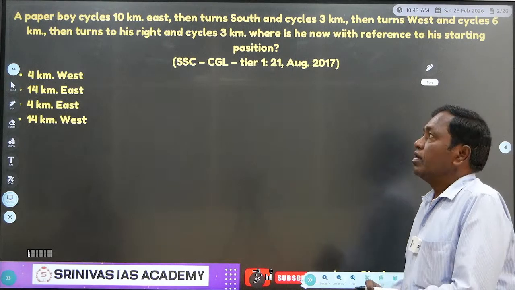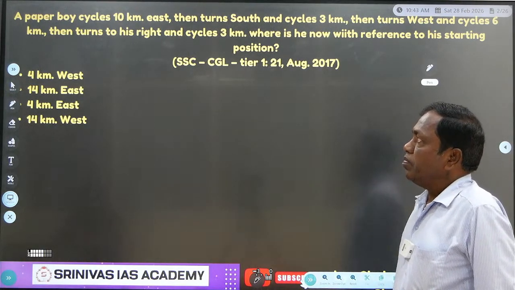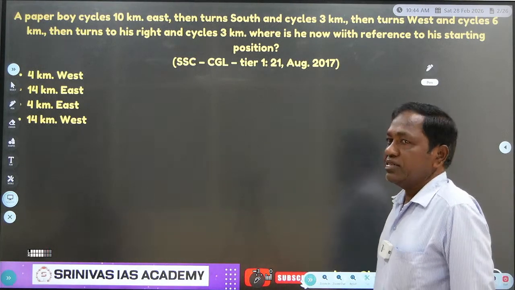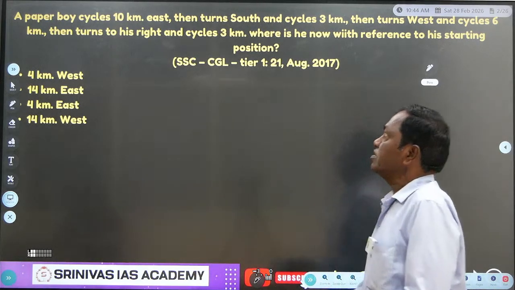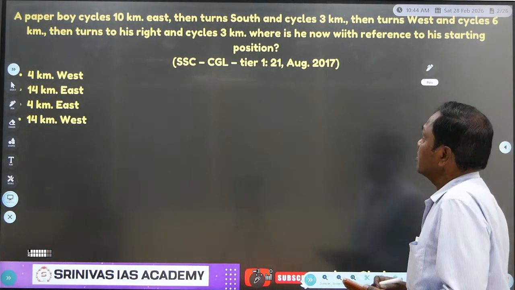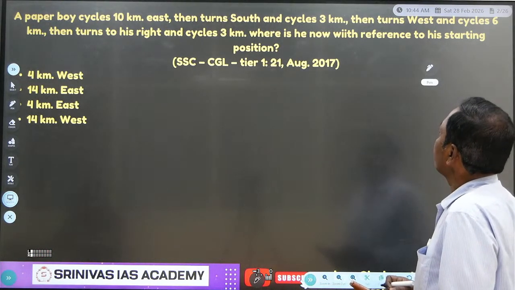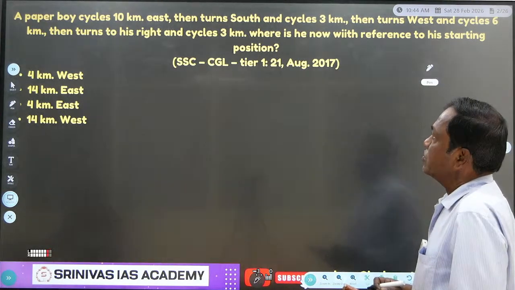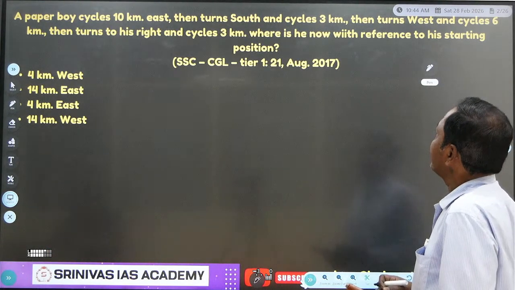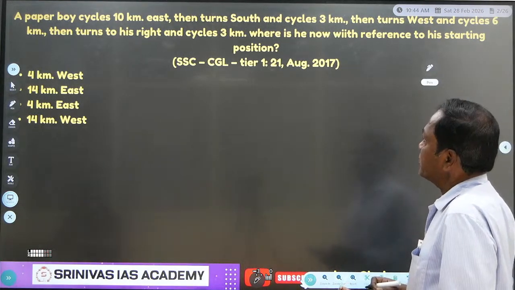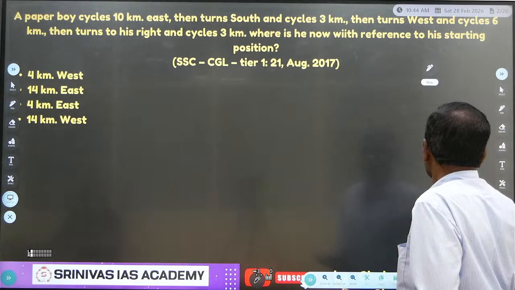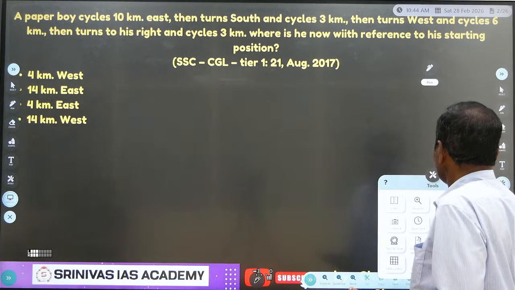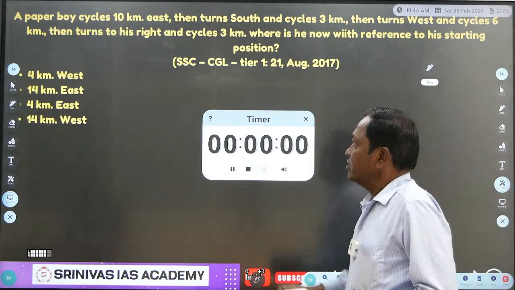Right. A man cycles 10 kilometers east, turns south and cycles 3 kilometers, then turns west and cycles 6 kilometers, then turns to his right and cycles 3 kilometers. Where is he now with reference to his starting position? We solved a good number of questions yesterday in the previous class. Just try to solve it. Let's see that.